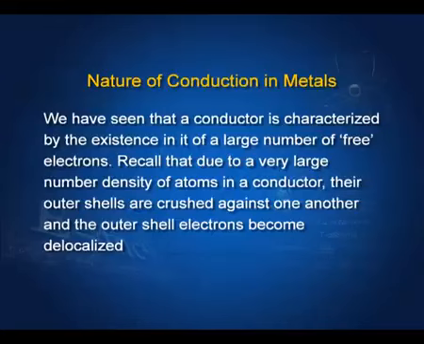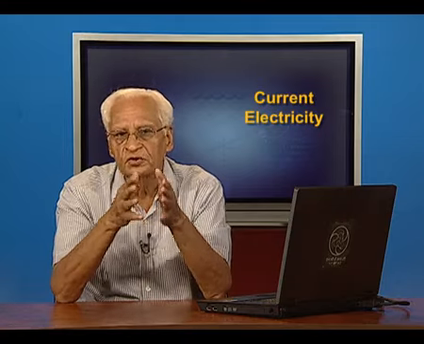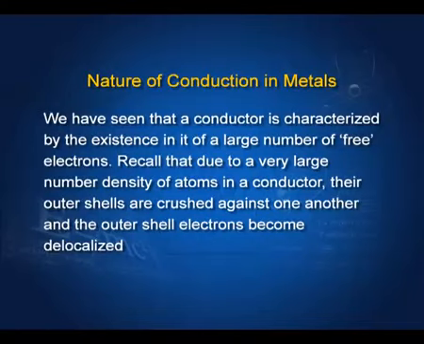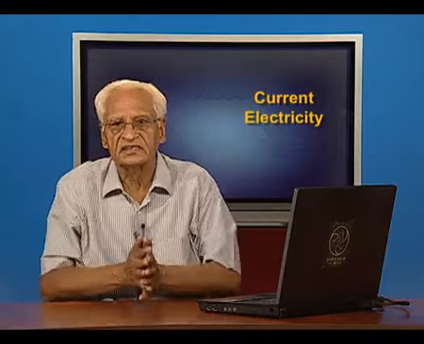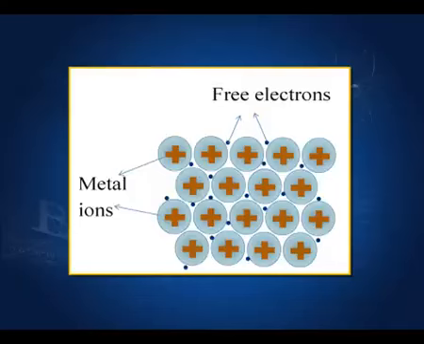You know that metals have very high densities. The number of atoms per unit volume is very large, of the order of 10 to the power 30, and all the atoms get crushed against each other, with the result that a few electrons, which I have shown here, become delocalized. That means they do not belong to any particular atom, and these electrons can move if there is a potential difference across. These electrons are called free electrons.